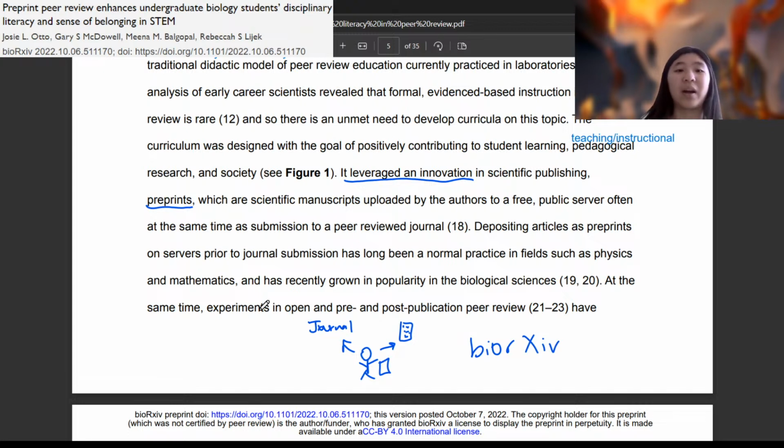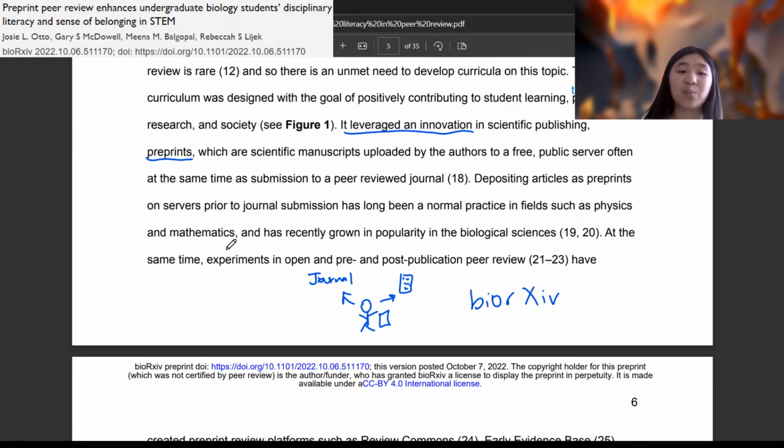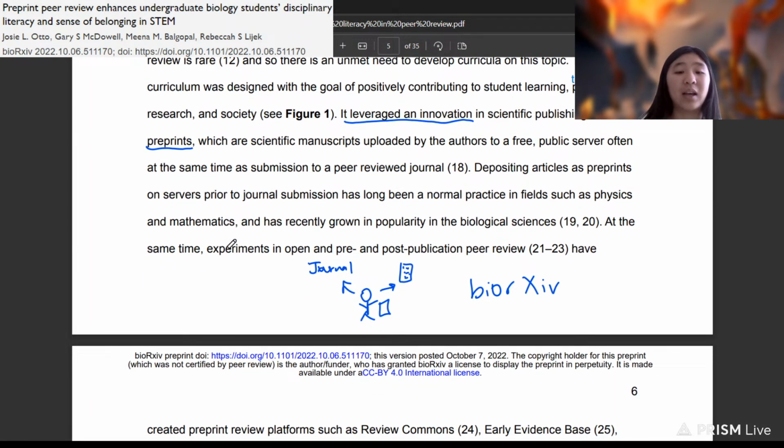So that's where I got access to this research article. Depositing articles as preprints on servers prior to journal submission has long been a normal practice in fields such as physics and mathematics, and has recently grown in popularity in the biological sciences. Okay, then I should revise what I said earlier. So it's pretty common in physics and mathematics, I guess, but it's more new in biological sciences.